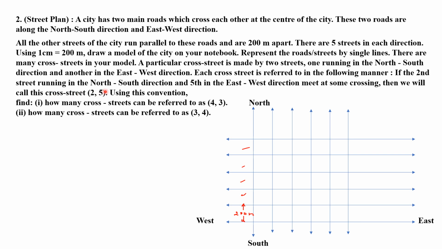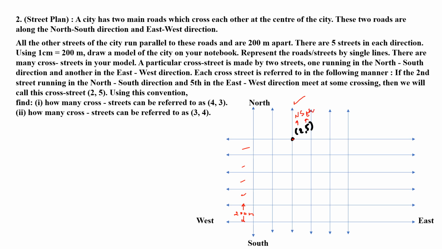If the second street running in the north-south direction, so this is my first street, this is the second street, and fifth in the east-west direction. So first you mark the second street in the north-south direction. Then you take the fifth street in the east-west direction: first, second, third, fourth, fifth. So it will be intersecting over here. It is crossing at this point. Then we give the location of this point as 2, 5. Now 2 is the north-south direction, and this is your east-west direction.